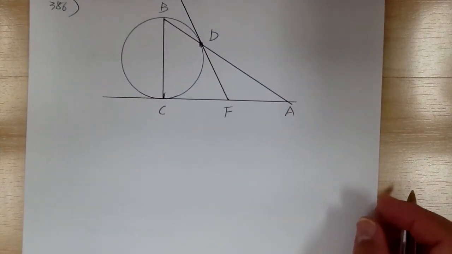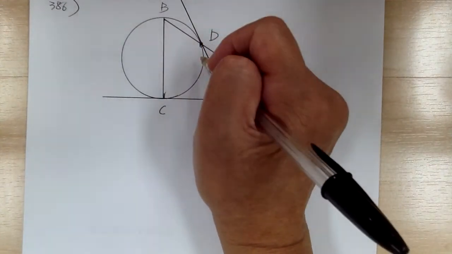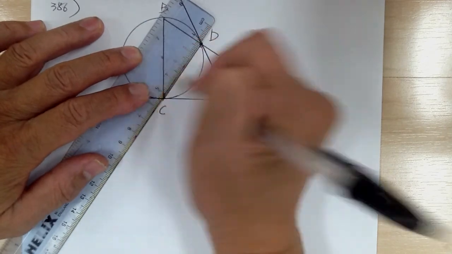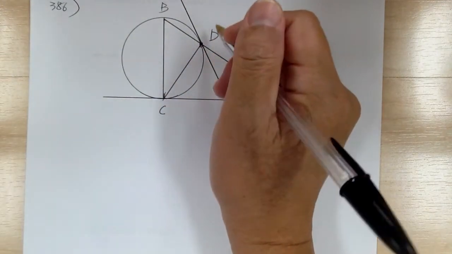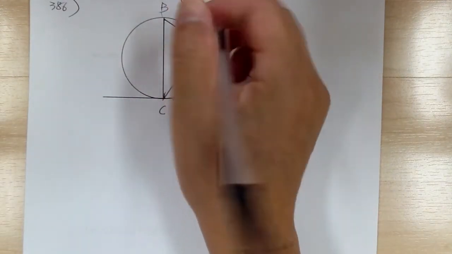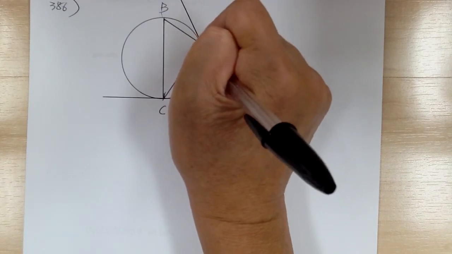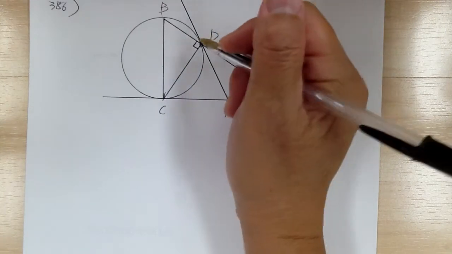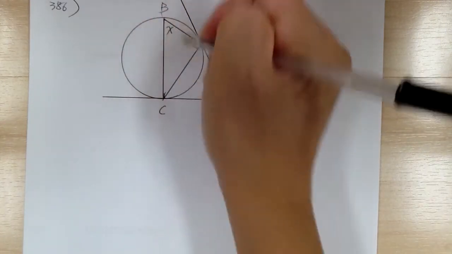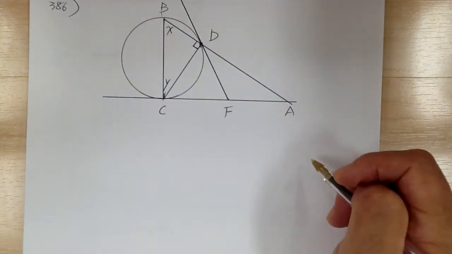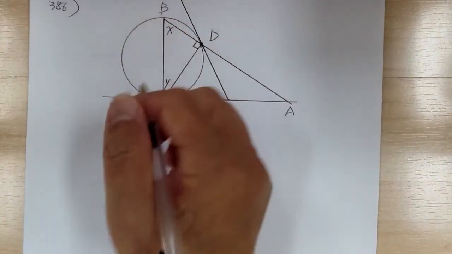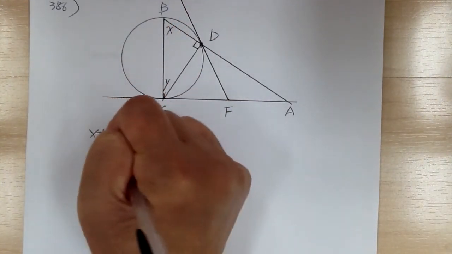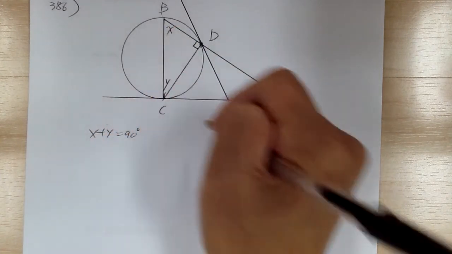First let's go ahead and draw this right over here. Now since this is the diameter, then this would be a right angle. And again, I'm going to let this equal x and call this y. So from this picture, we can see that x plus y equals 90 degrees, right? Complementary angles.